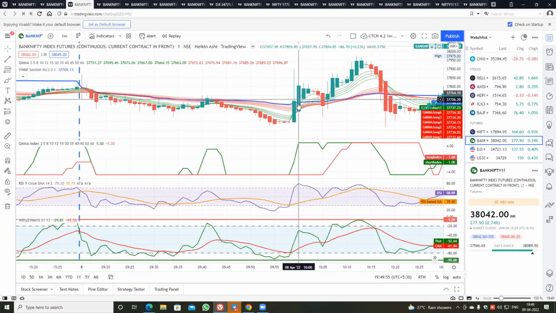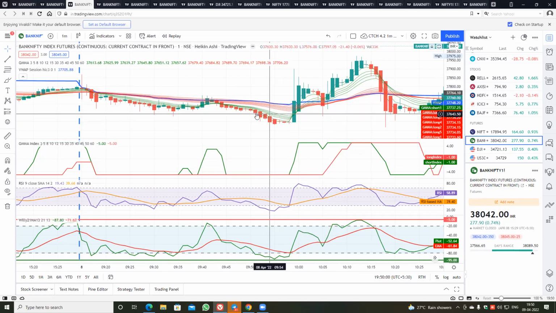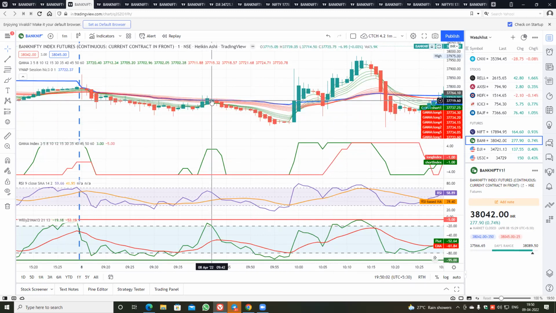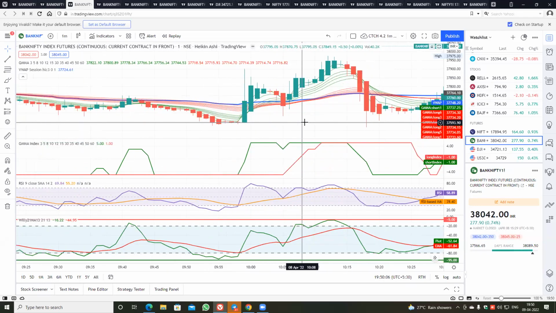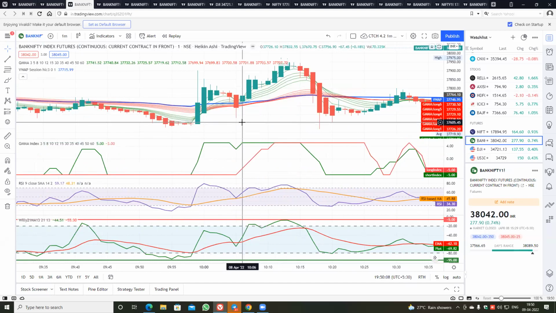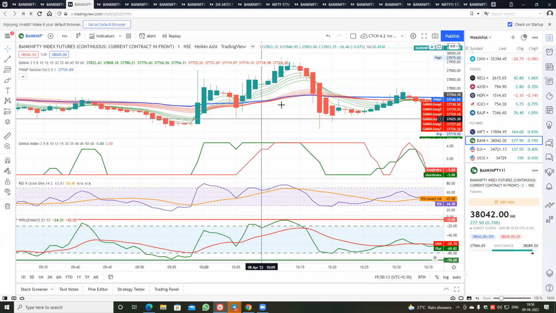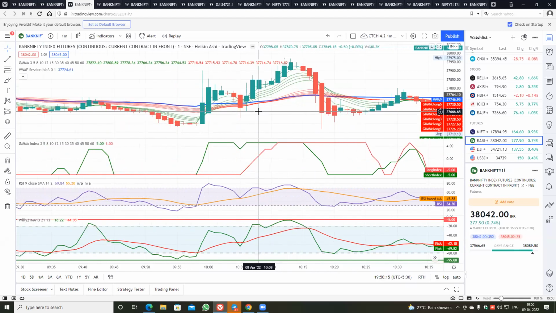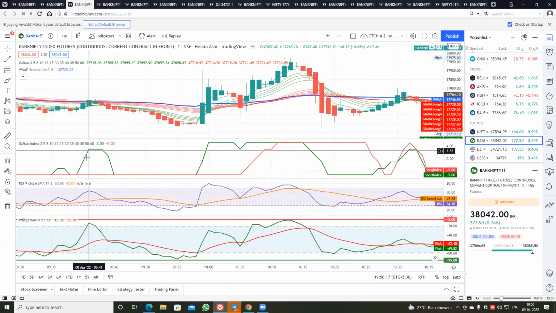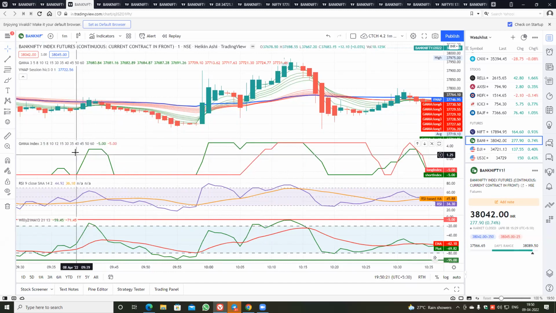The divergence happened here, and it took support here. You can see it is respecting this long term average here, and during last Friday, when the RBI policy was going on, it respected that. And these two must be used along with each other, this GMMA index and GMMA. Together we need to use them.